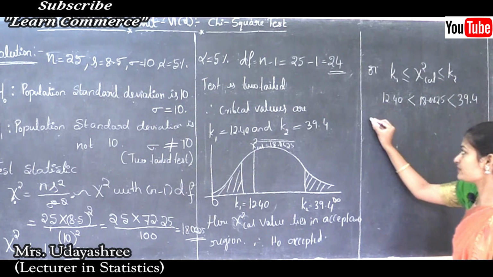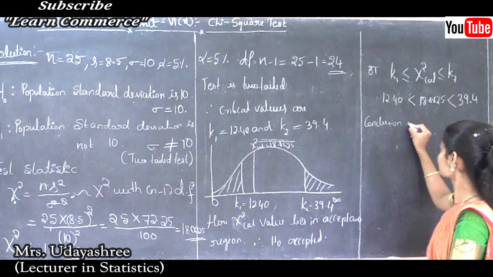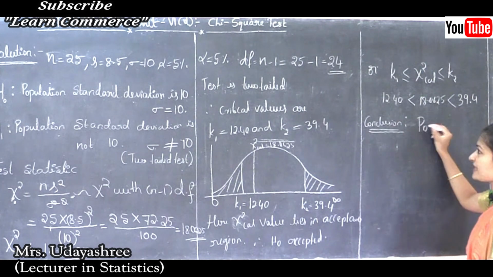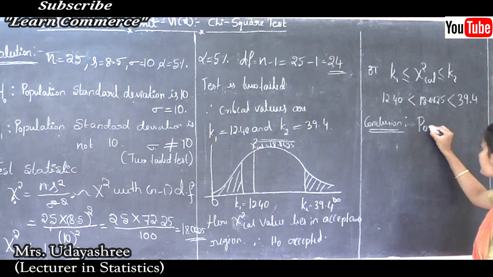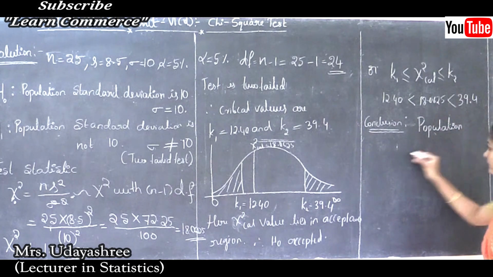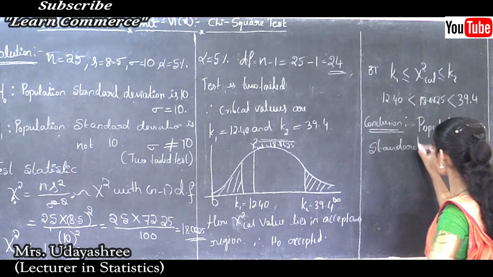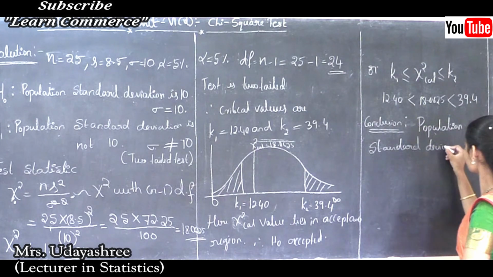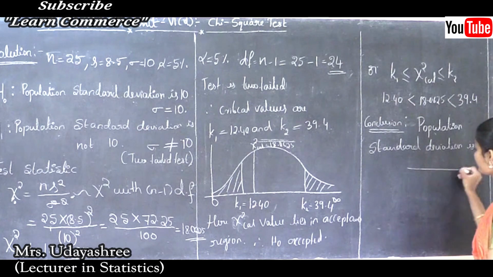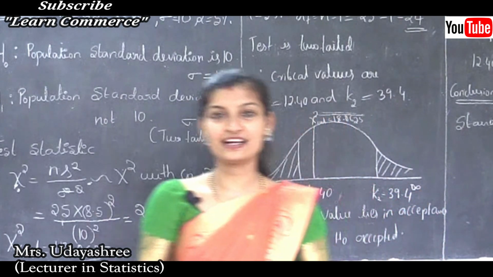If H naught is accepted, the conclusion is that the population standard deviation is 10, or we can say sigma is equal to 10. Yeah, this is the conclusion.